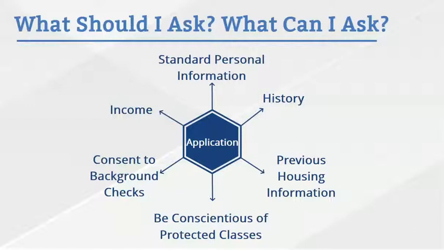The following are examples of questions that you may not ask on an application, and they cannot factor into your decision on whether to rent to a person or not. These are protected class questions, and they include race, color, national origin, religion, sex, familial status to include children under the age of 18 living with parents or legal guardians, pregnant women, and people securing custody of children under the age of 18, and disability.